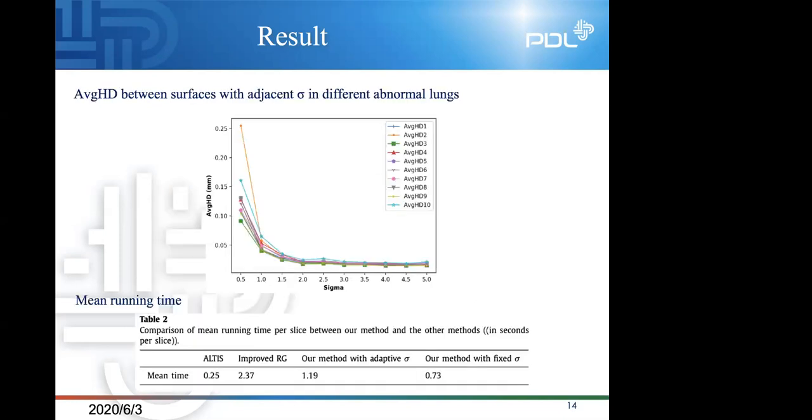In order to speed up our method, we analyzed all CT scans. The average HD between surfaces in 10 abnormal lungs had converged when sigma is 3, and the minimum running time of our method with fixed sigma of 3 is 0.73 seconds per slice.